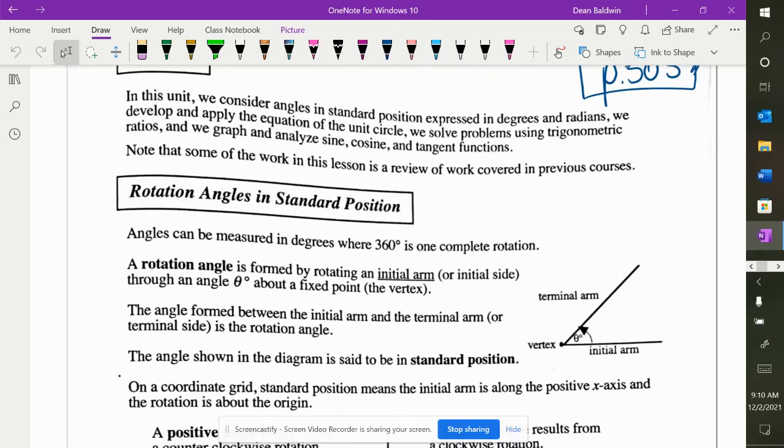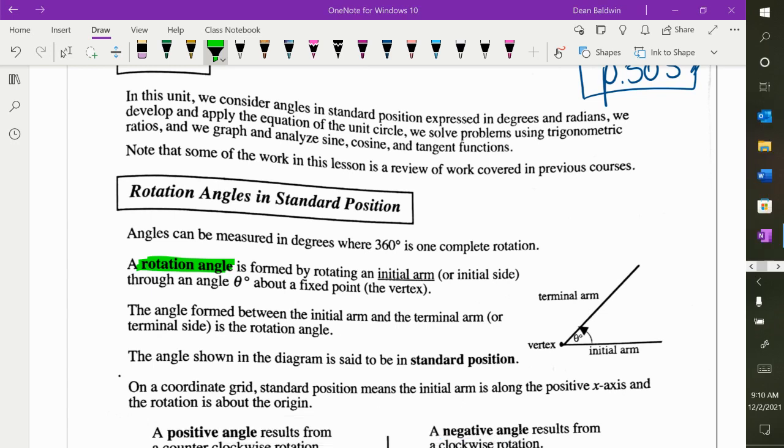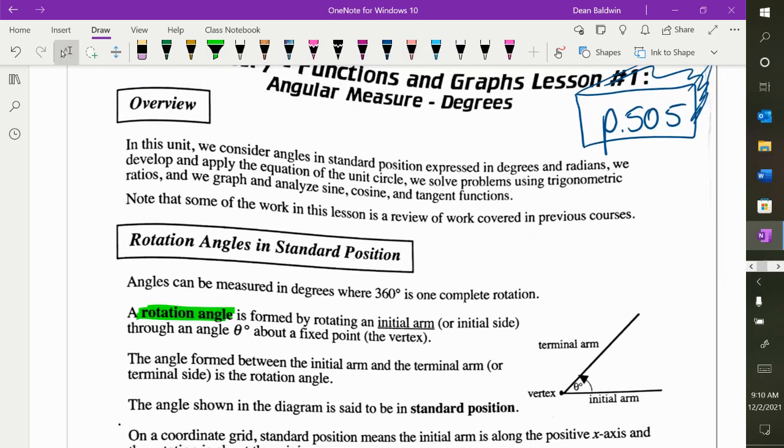I want to talk about here. Okay. If I say the word rotation angle, I'm talking about rotating from 0. Now, let's start with 505.